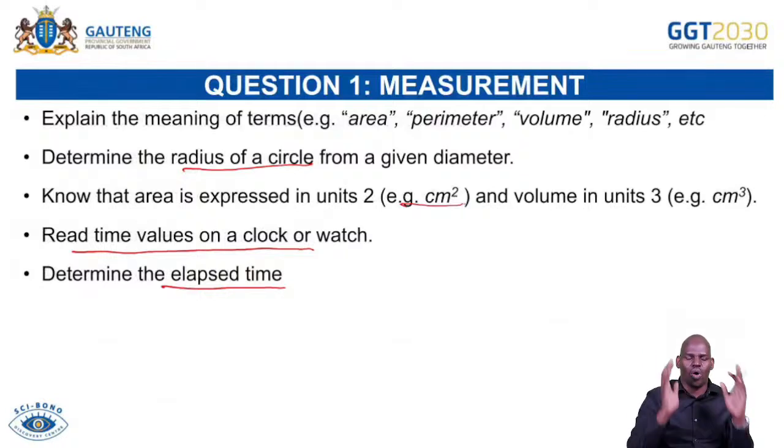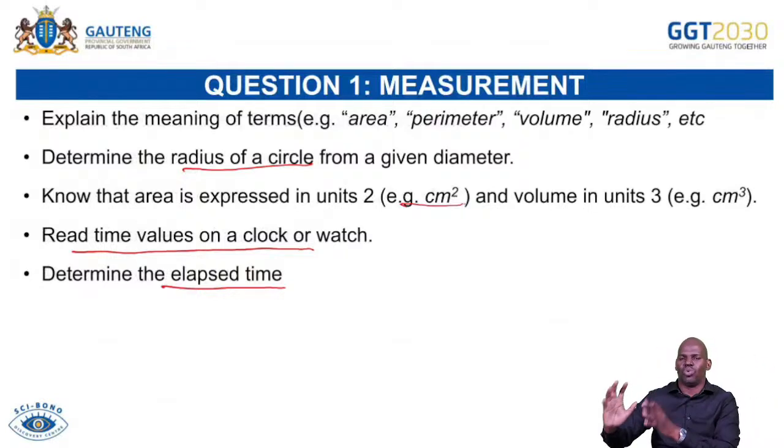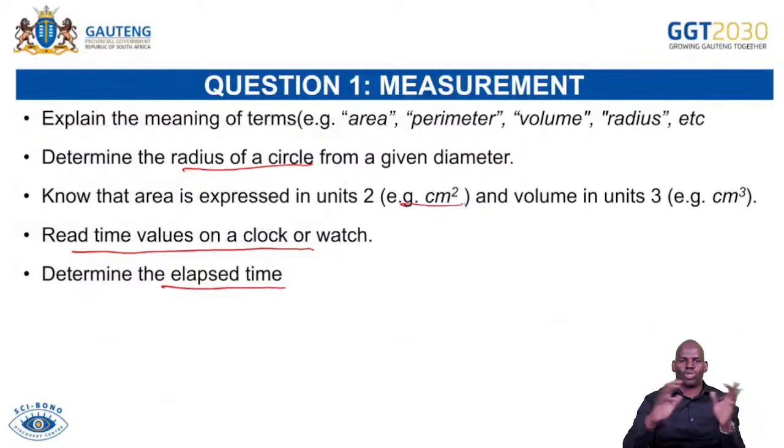If you are walking from home to school, you leave home at 7:15 and then you arrive at school at 7:35. How long did you walk? So there we are talking about the elapsed time. They want to know about the duration.